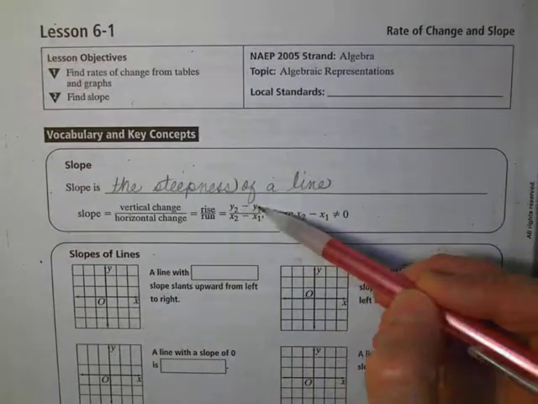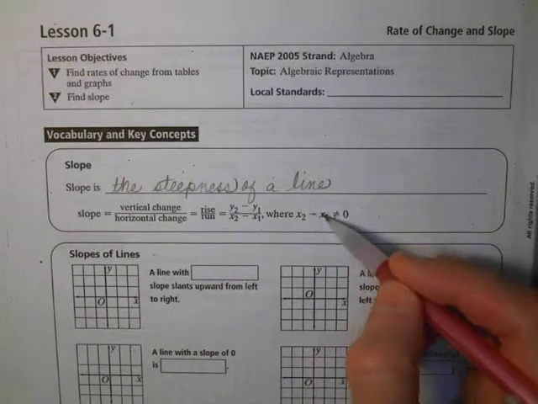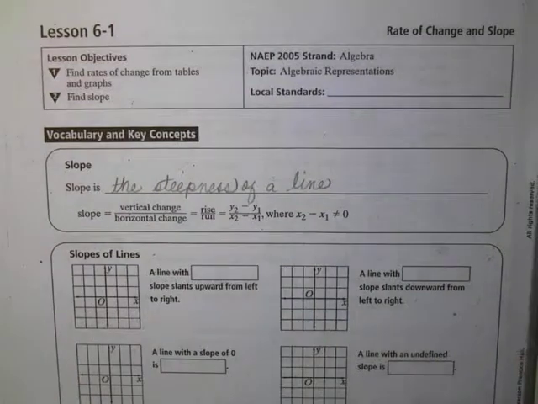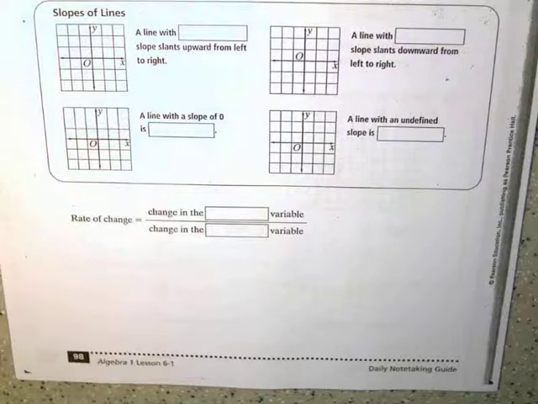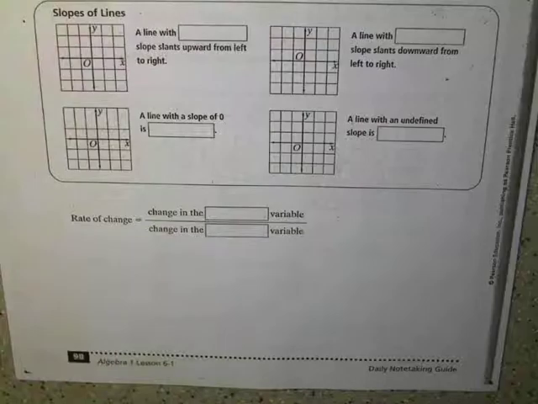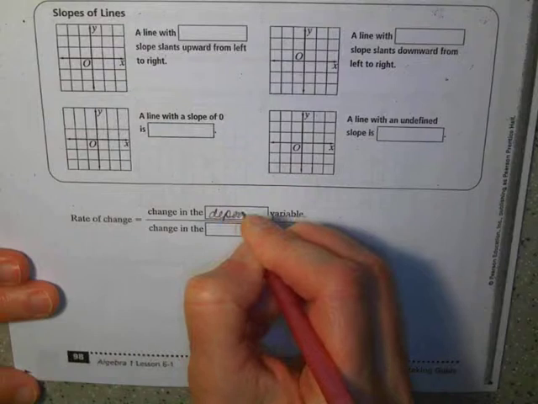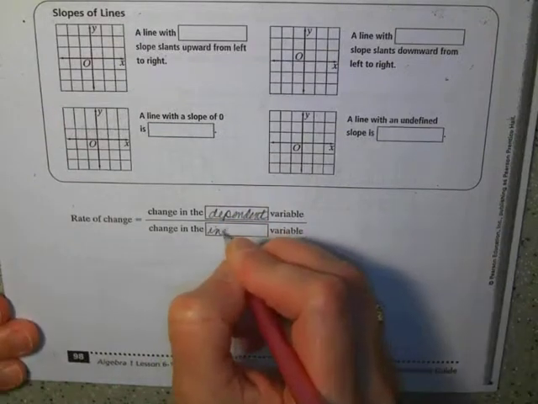The difference in y values over the difference in x values, where x sub 2 minus x sub 1 is not equal to 0 because we cannot have 0 as a denominator. And basically, those are the main ways of looking at it. We'll also see a little bit lower here in our notes, and I'm going to skip down here, is also considered to be a rate of change, vertical change over horizontal change. So it's a change in the dependent variable over change in the independent variable.